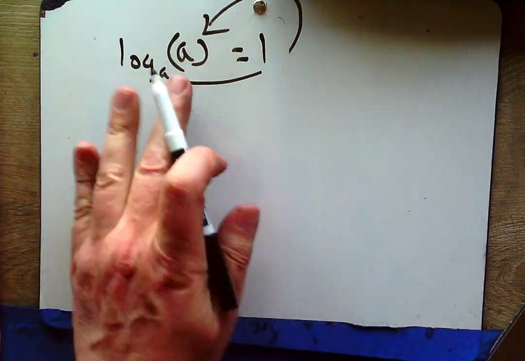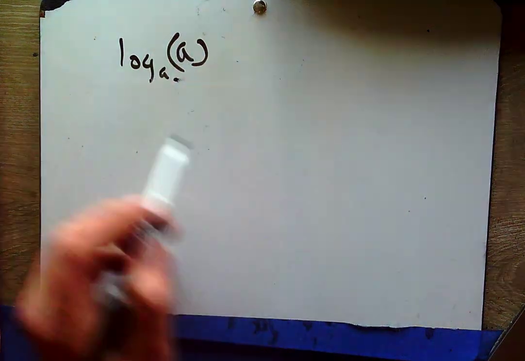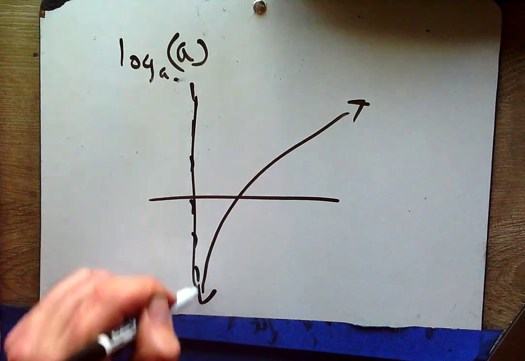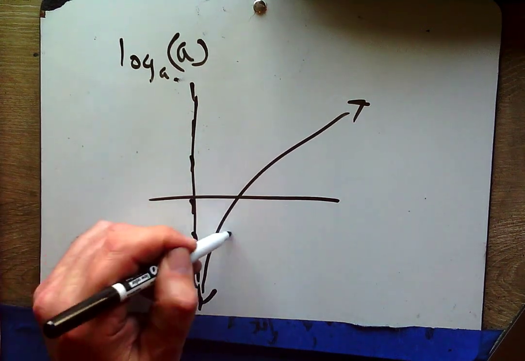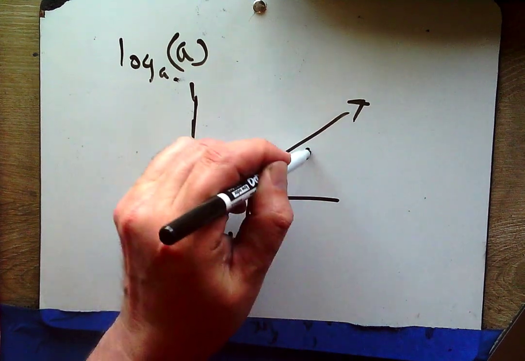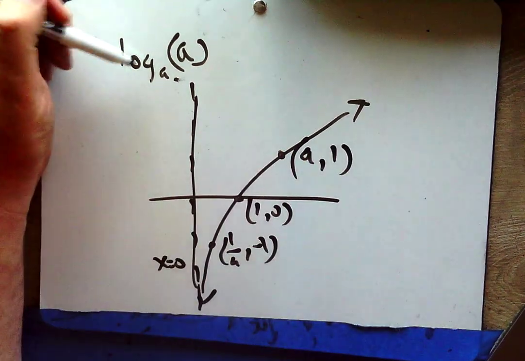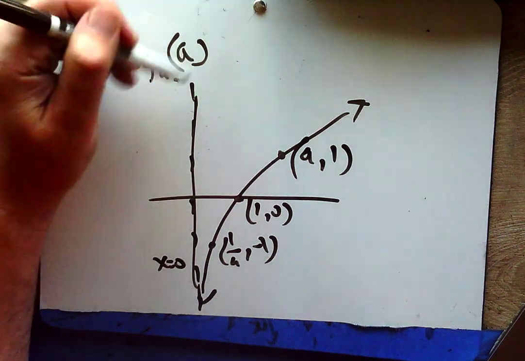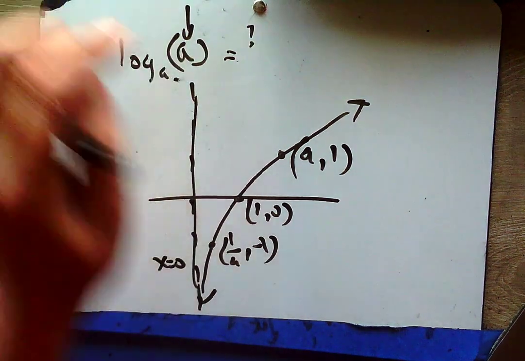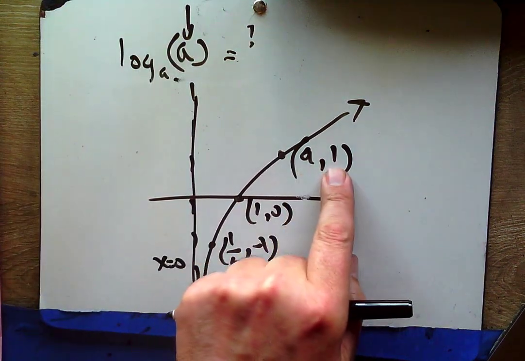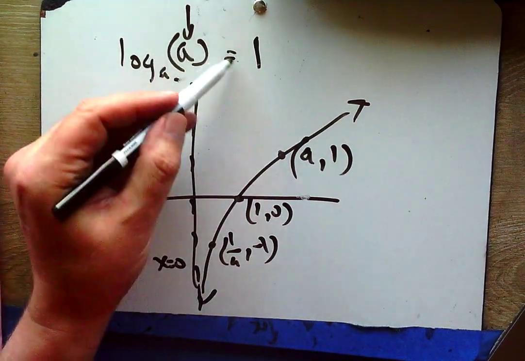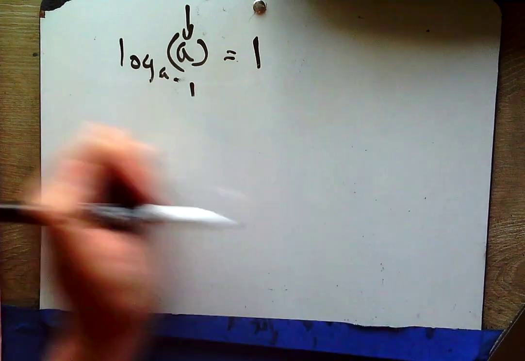If I think about this question graphically, here's my log graph. Here's my vertical asymptote at x equals 0. That's 1 over a, negative 1, 1, 0, a, 1. Now what does this say? On this log graph, when the input is a, what's the output? Well, here the input is a, and the output is 1. Log base a of a is always 1.